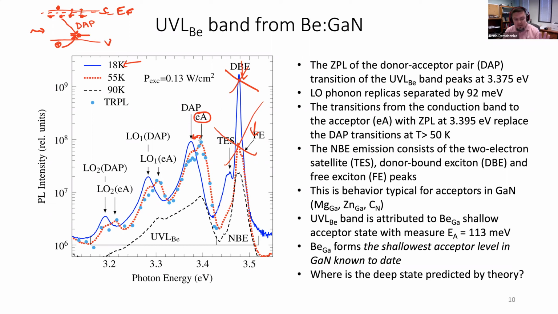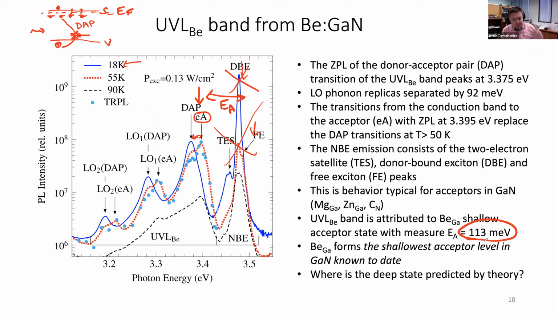So this PL band comes from an acceptor, not from a donor, not from a complex. It's a beryllium-related acceptor. And if you look at the zero phonon line, which is this transition, and how far away it is from the conduction band, you get 113 millielectron volts as the depth of this acceptor level. This is an astonishing result because it's the shallowest acceptor known to date in gallium nitride. It's two times better than magnesium. And so first of all, great.